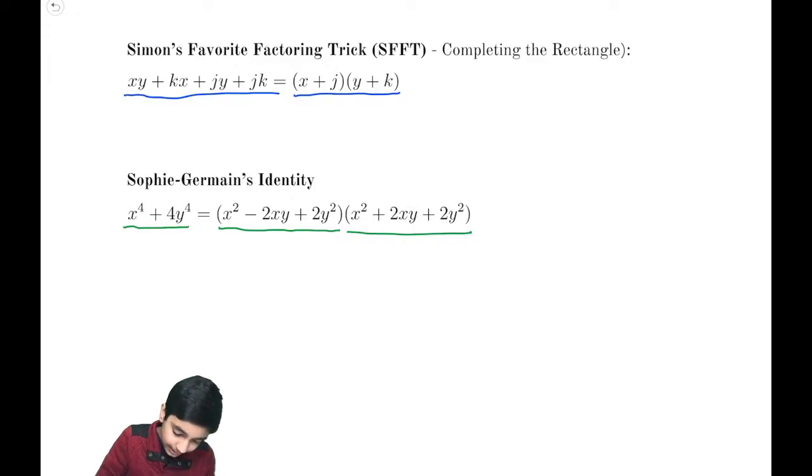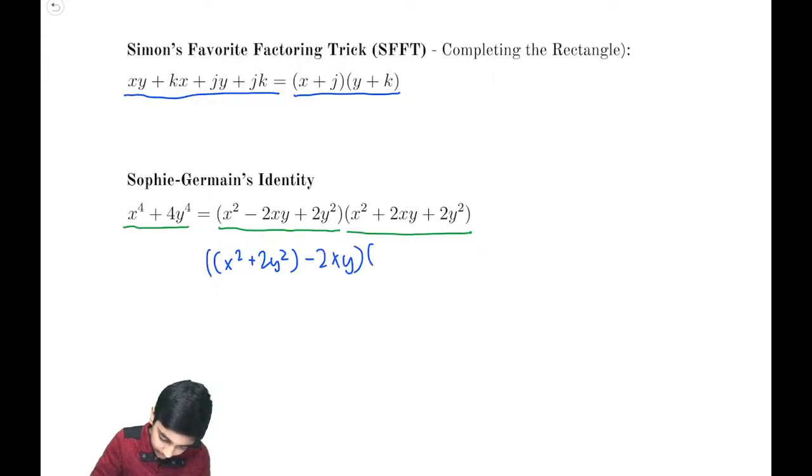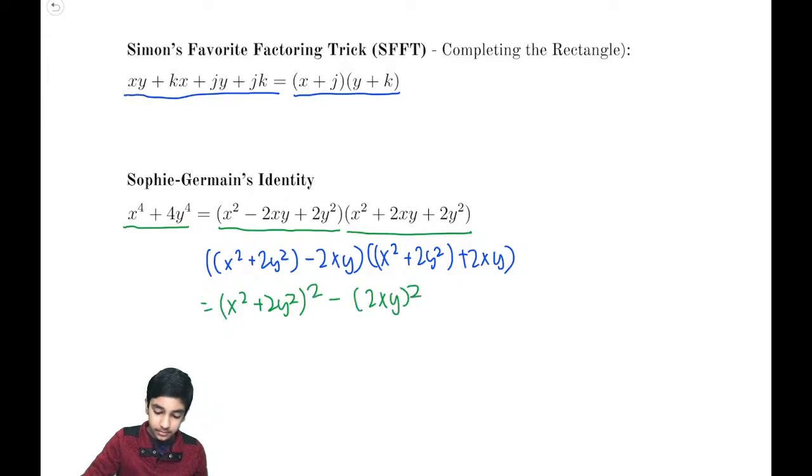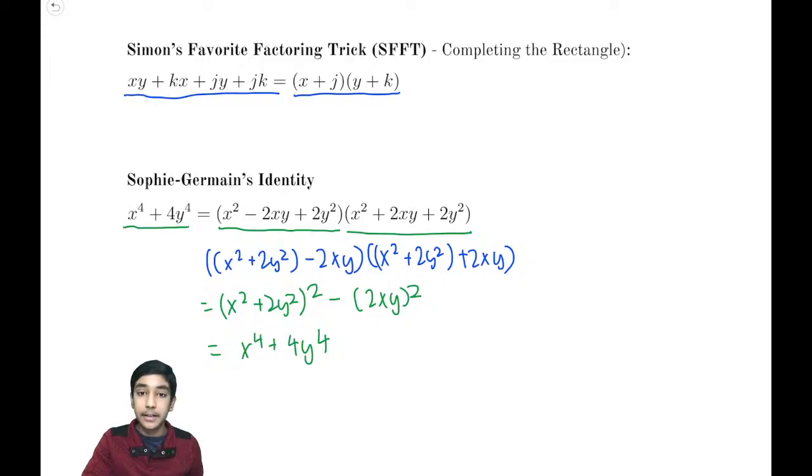And the reason it's true is because we can express it as x squared plus 2y squared minus 2xy times x squared plus 2y squared plus 2xy. And this is just a difference of squares, which is equal to x squared plus 2y squared, all squared, minus 2xy squared. I'm not going to show the whole algebra here, but if you expand it and simplify it, we get x to the 4 plus 4 times y to the 4. And this is just a clever application of difference of squares, and that's how we actually prove this identity.